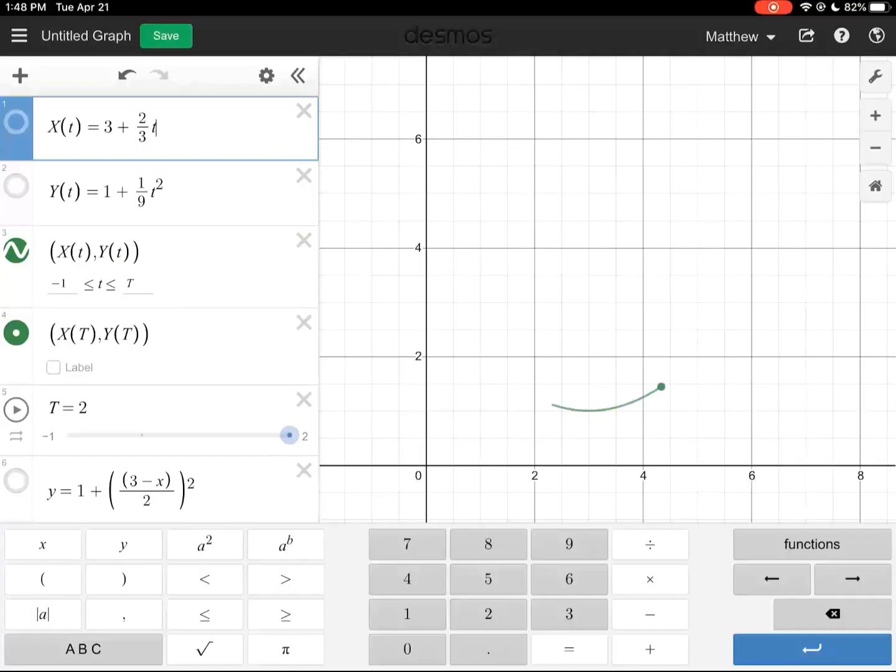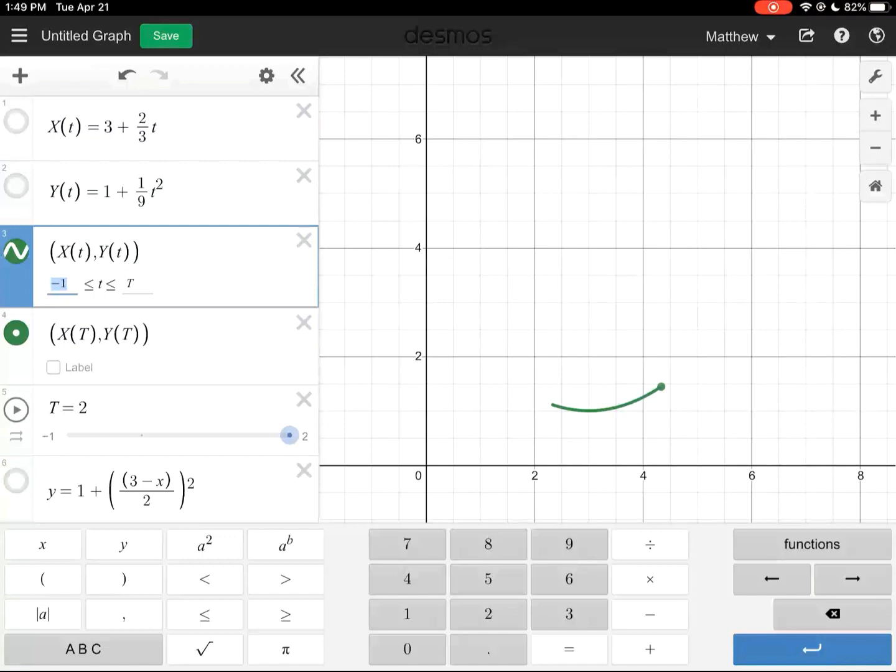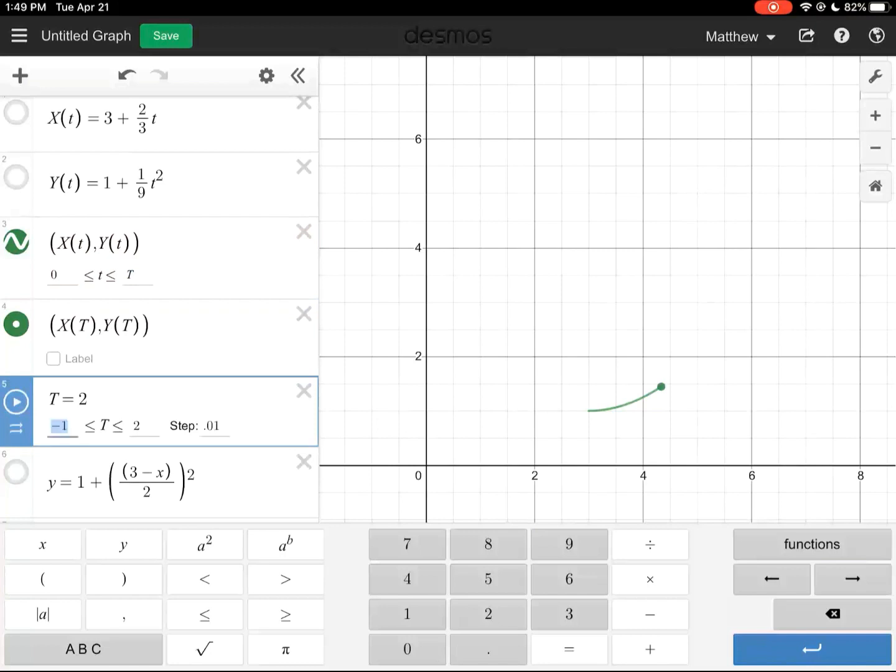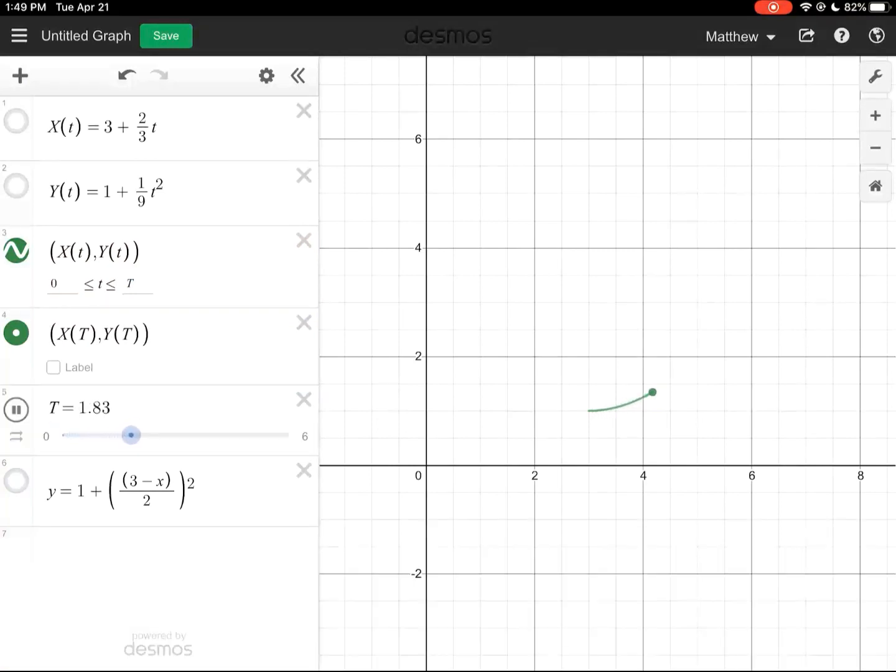Let's test it. We have to change this left endpoint. I don't want to go from -1 to 2. I want to go from 0 to 6. So make that 0, but leave that capital T, and then change your capital T window from 0 to 6. Start at 0 now, hit play, and you can see at time 0, it started at 3,1, and by the time we got to time 6, we were at the point 7,5. Still part of this overall parabola.